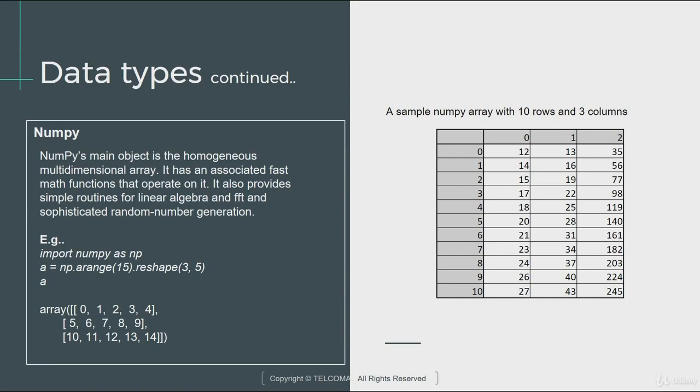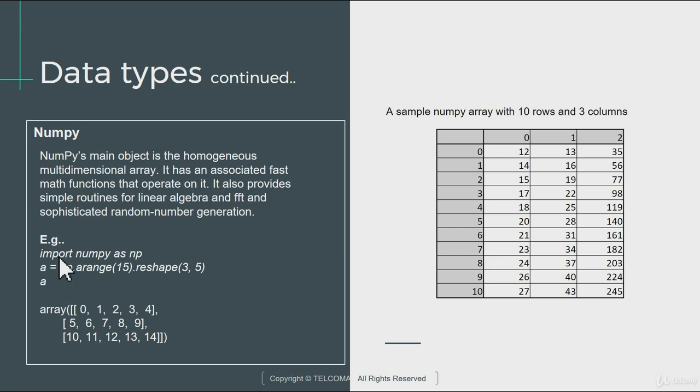So let's explore Numpy. Numpy is a Python-based package which provides a main object, the homogeneous multidimensional array. It also provides us with a vast collection of functions that help us with linear algebra, fast Fourier transform, and trigonometry. It also has a very sophisticated random number generation module.